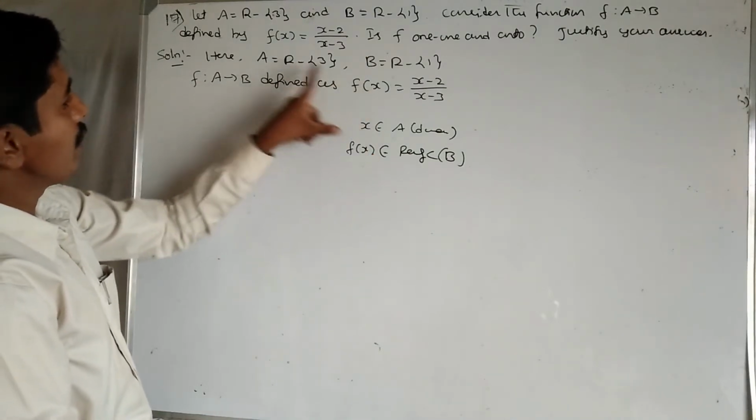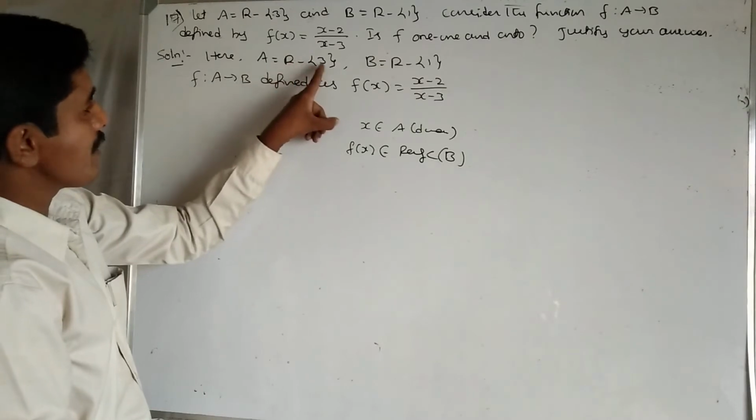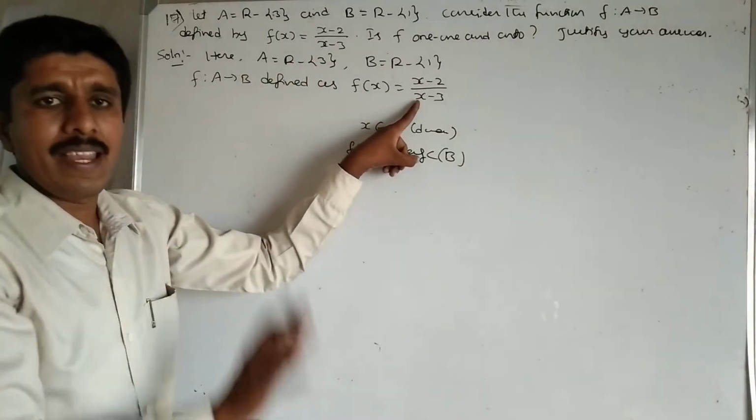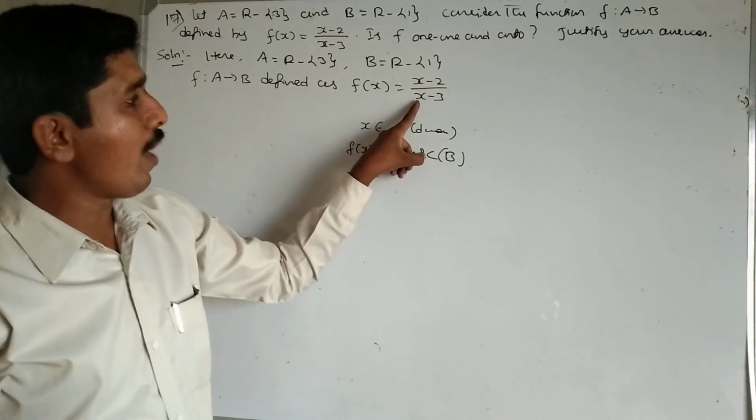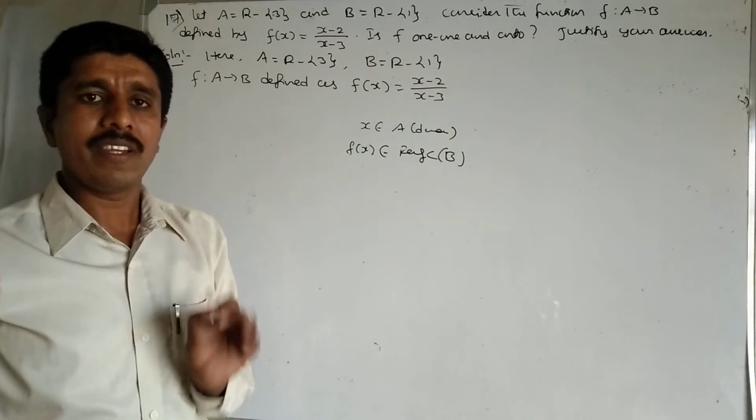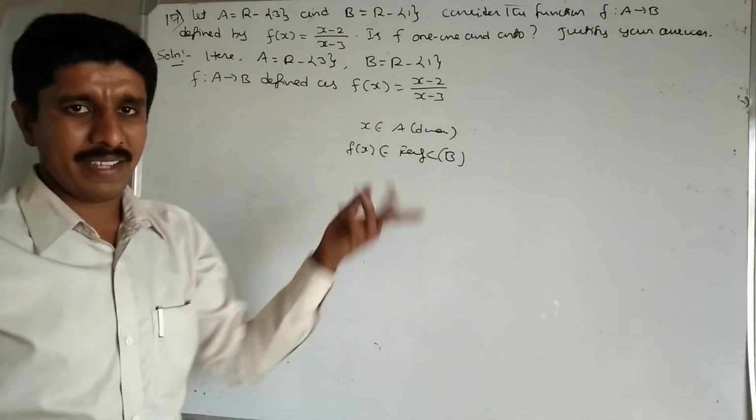x belongs to set A, which is all the real numbers except 3, means x is not equal to 3. For any other real number x, clearly this function will be defined. Directly I am going to prove it is one-one because clearly this function is defined.